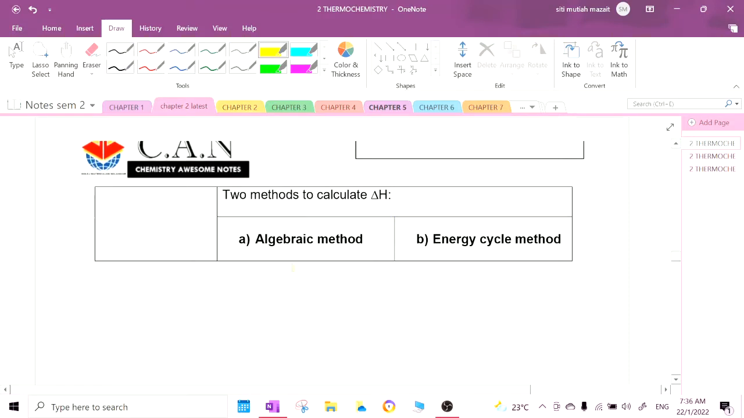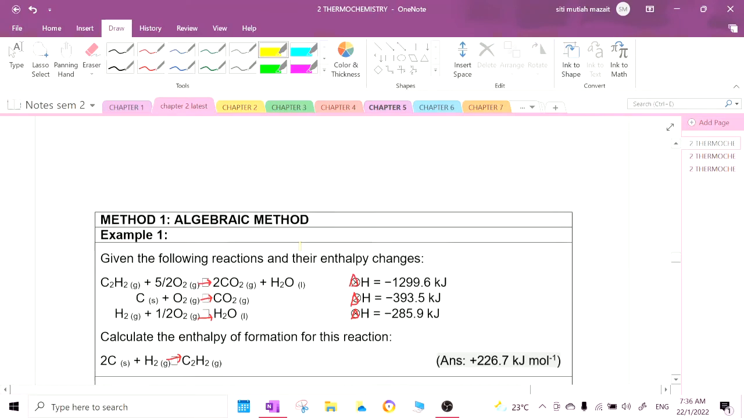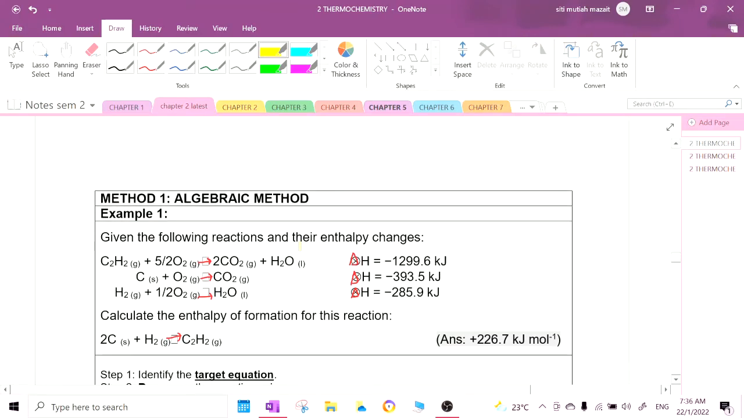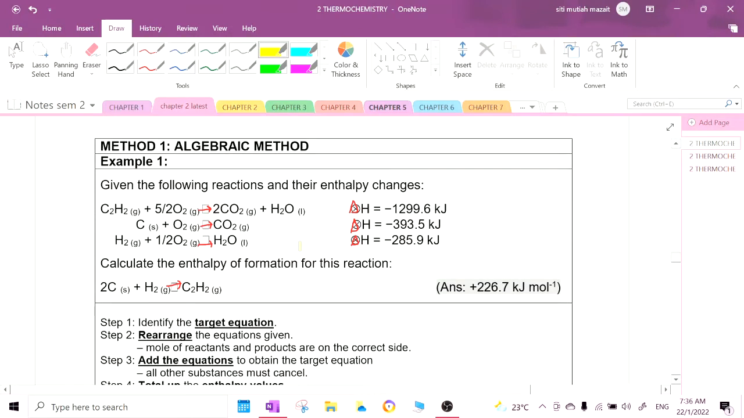So there are two methods to calculate delta H. First is the algebraic method. B is the energy cycle method. So I will explain about the algebraic method first. Method one, so we go for the first example. Example one, using the algebraic method.